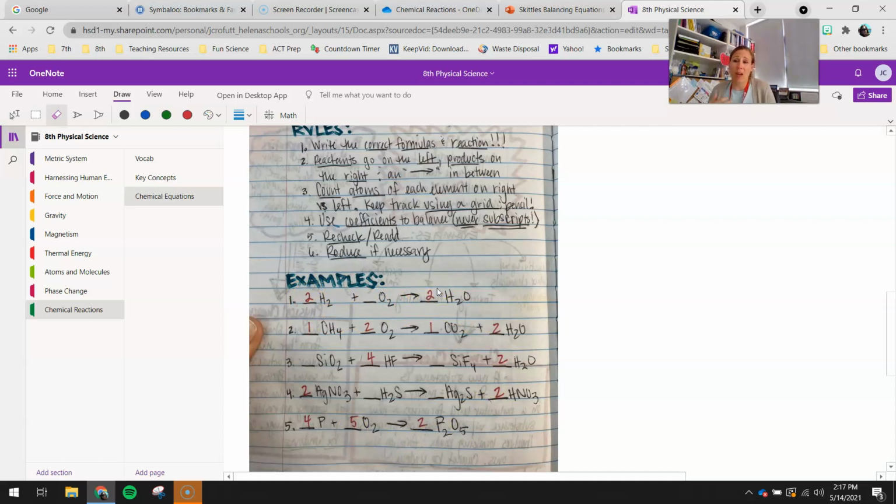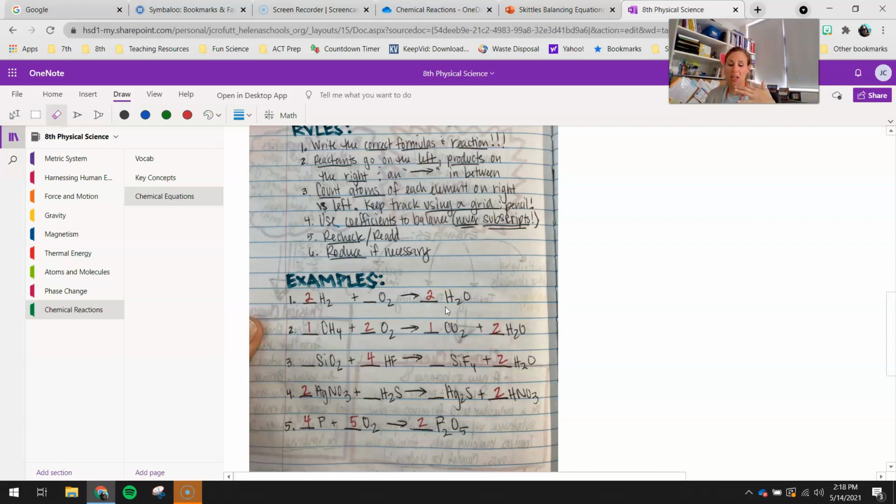Keep in mind that even though we might not be doing any balancing in here yet, you can't change the subscripts. You can only change the coefficient. If you were to change this hydrogen to make a 4, just so it balances out over here and follows the law of conservation of mass, you no longer have hydrogen gas. You have a completely different element.